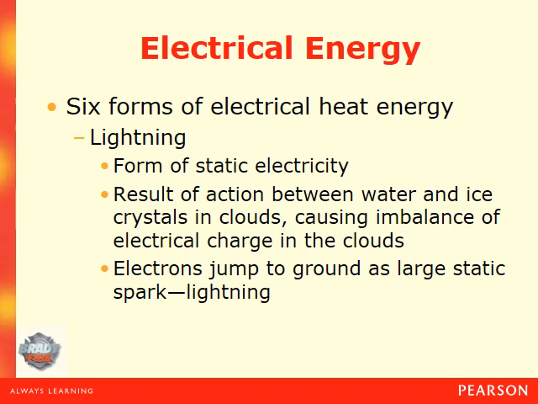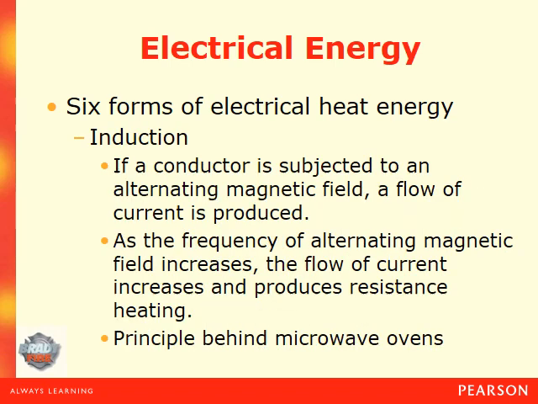And of course that is energy. It hits anything, you're going to have that transfer energy and heat. Induction. If a conductor is subjected to an alternating magnetic field, a flow of current is produced. As the frequency of alternating magnetic fields increase, the flow of the current increases and produces resistance and heating. And this is just a fancy way of saying microwave oven. That's how a microwave oven works. Induction.